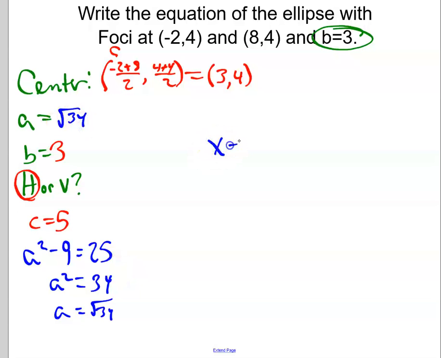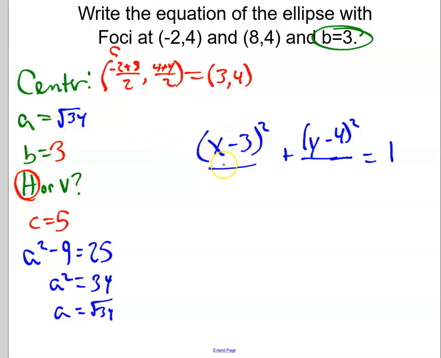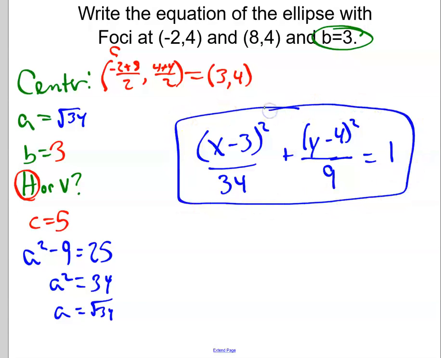Alright, my equation is going to be (x minus 3) squared and (y minus 4) squared. It's going to equal 1, with a plus sign in between the two. It's horizontal, which means my a goes under the x because x is horizontal. And a is the square root of 34, so a squared is just going to be 34. Underneath my y is then going to be my b squared. b is 3, so b squared is 9. And there is your equation.